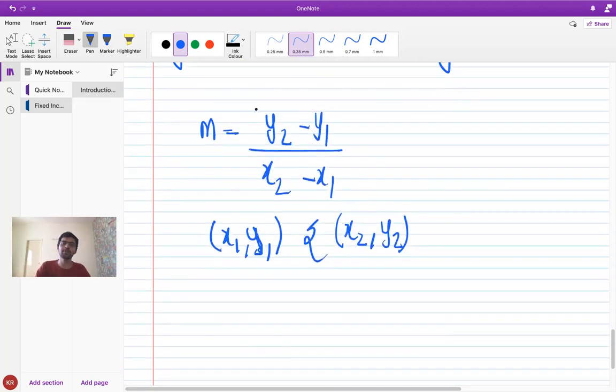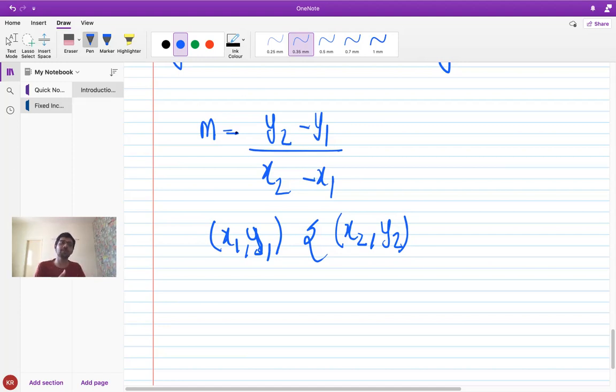Now, if you observe this formula, what it is doing is capturing the change in y in the numerator and the change in x in the denominator. What we are trying to do is change in y upon change in x, which is nothing but how much the value of y changes by for a given change in x, which is the formula for slope.